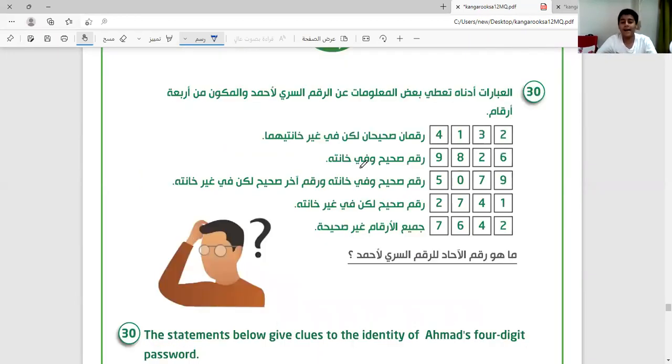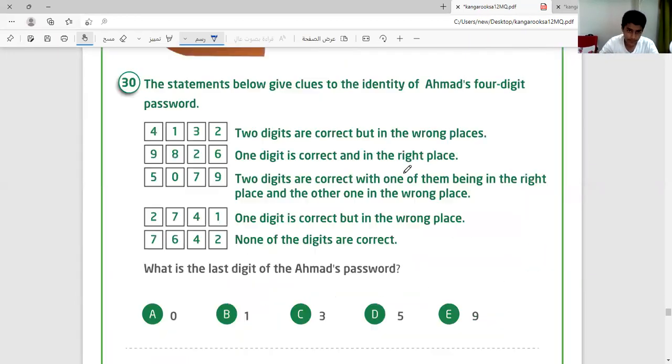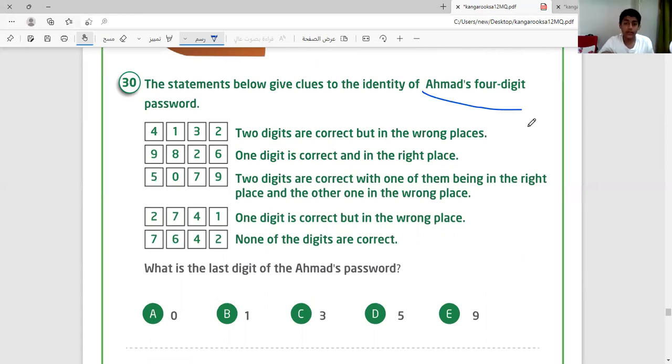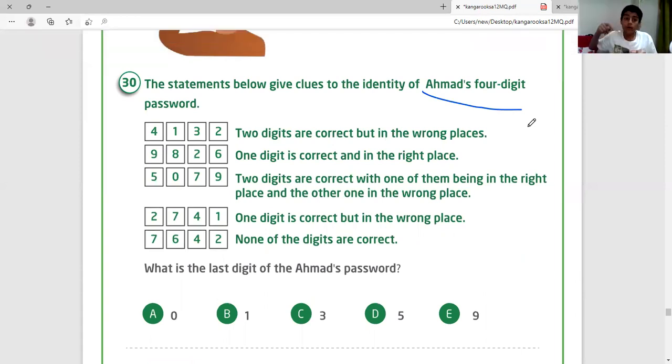Question D, choice D is the correct one. Here he says that we want to get the password of Ahmed. Ahmed has a password that we need to find, so he gives us some hints to know it. He wants just the last number of his password, but we can get all of the numbers.